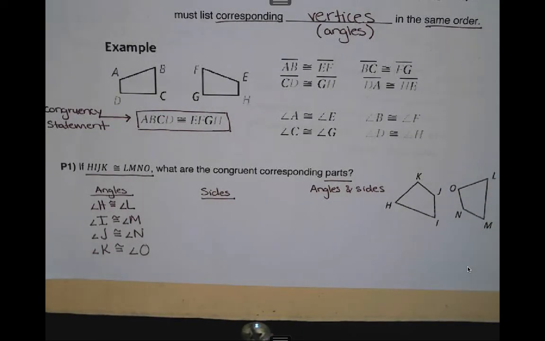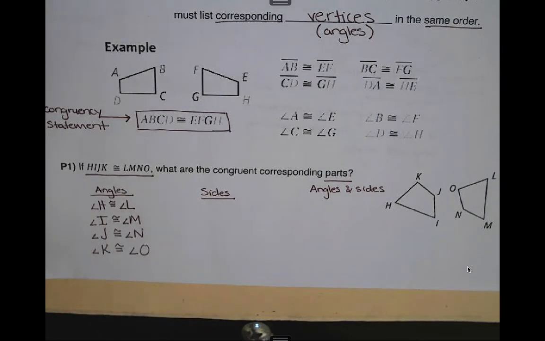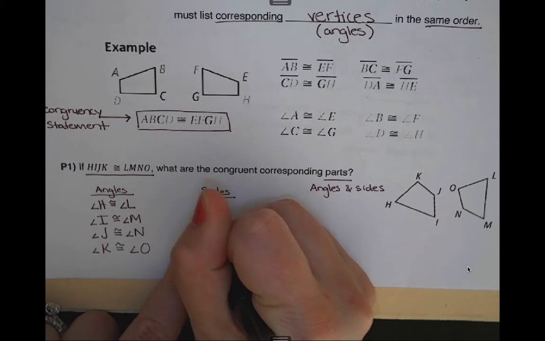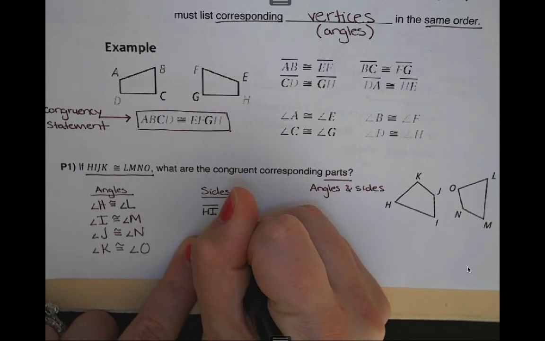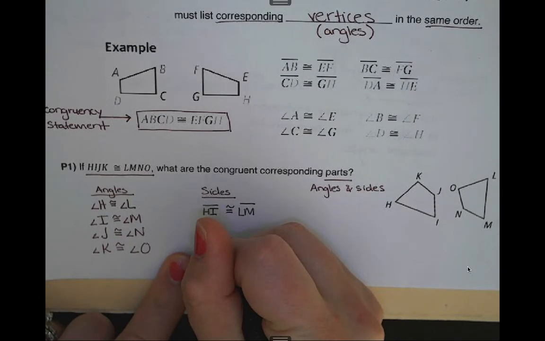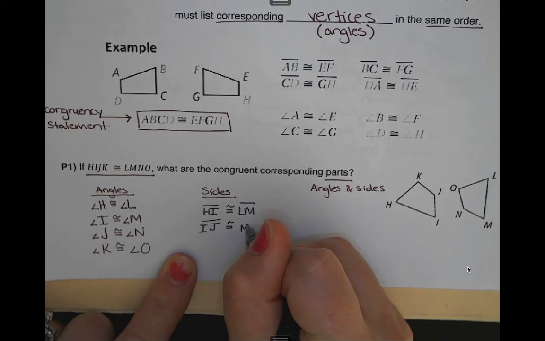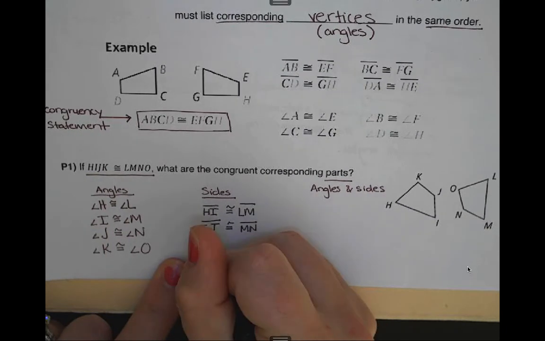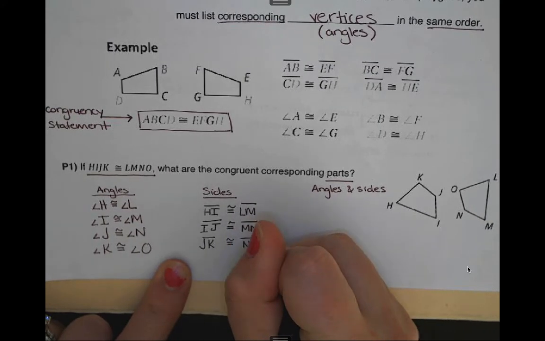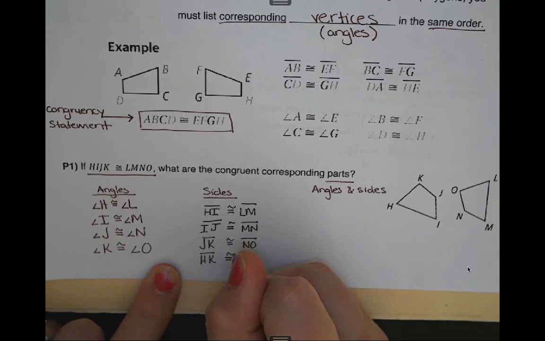We can also list the sides. I'm also going to use the congruency statement. I'm not even going to go over to the picture. The sides, I can tell that HI is congruent to LM. IJ is congruent to MN. JK is congruent to NO. And finally, HK is congruent to LO.